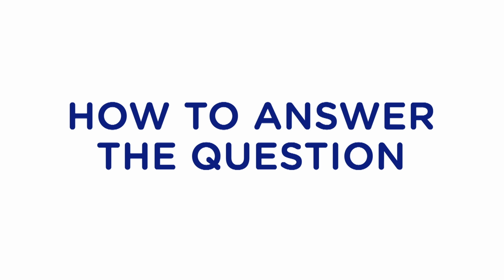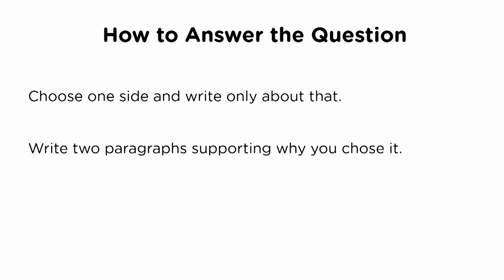So how do you write the essay, or how do you answer the question? Well, as I said, you choose one side, one preference, or one of the three options, and you write only about that. And then you write 2 paragraphs supporting why you chose it.